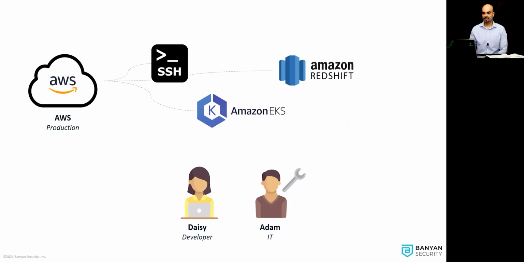We have both Daisy, who's a developer, as well as Adam, who represents the IT. And we have different types of resources in AWS, including SSH servers, Kubernetes clusters, databases, and so on. Now, because MedSoft collects sensitive patient data in AWS, it is really important that it stay compliant. So developer access needs to match its security policies.